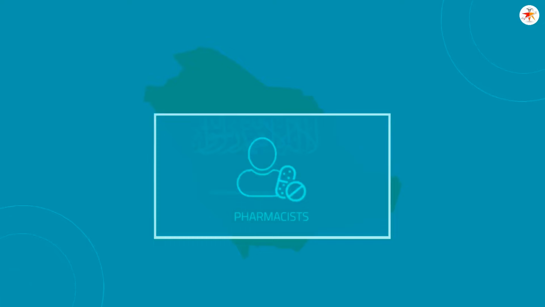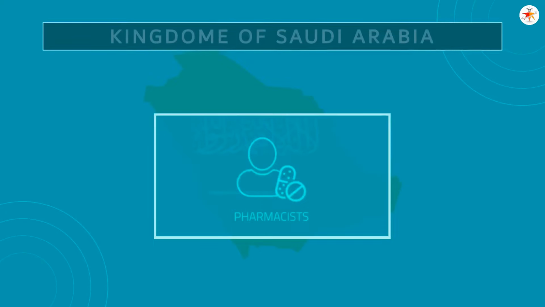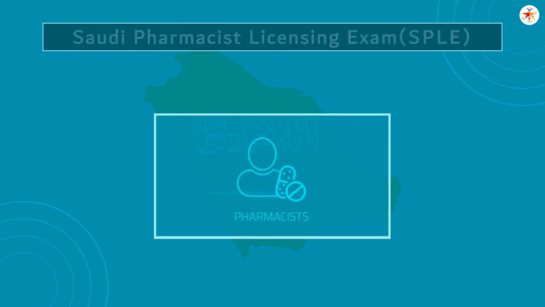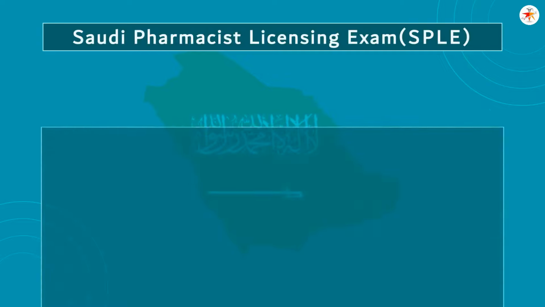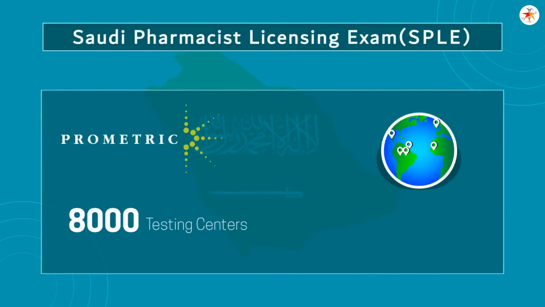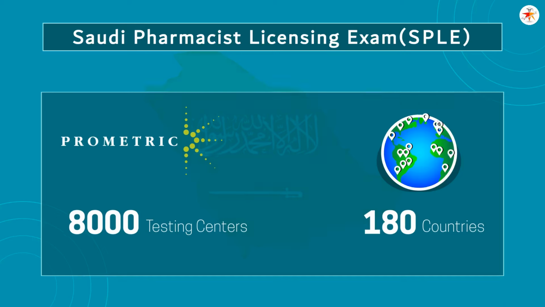All pharmacists who are willing to practice as pharmacist in Kingdom of Saudi Arabia are required to pass this Saudi Pharmacist Licensing Exam, SPLE. This exam can be taken worldwide through Prometric centers.